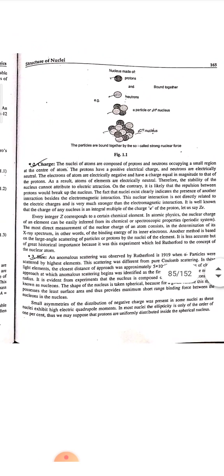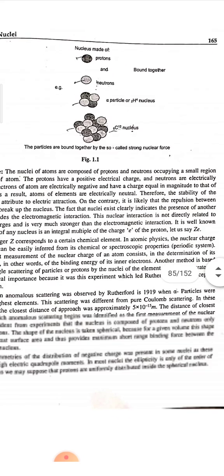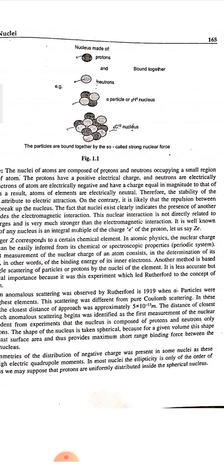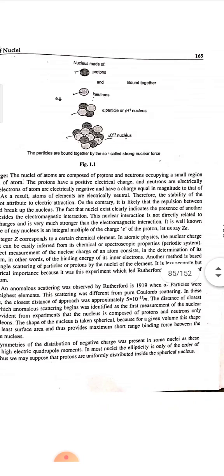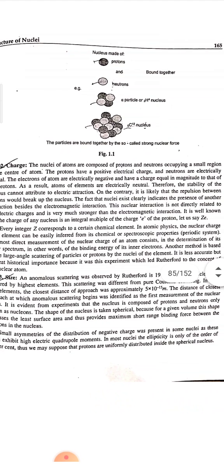Here you can see the nucleus is made up of the protons and the neutrons. They are bound together. In an alpha particle, there are two protons and two neutrons in the nucleus, whereas in carbon, for example, there are 6 neutrons and 6 protons. They are bound together by the force called the strong nuclear force.